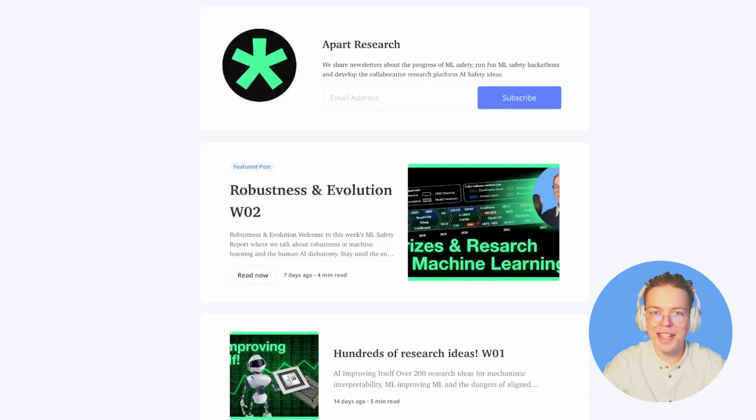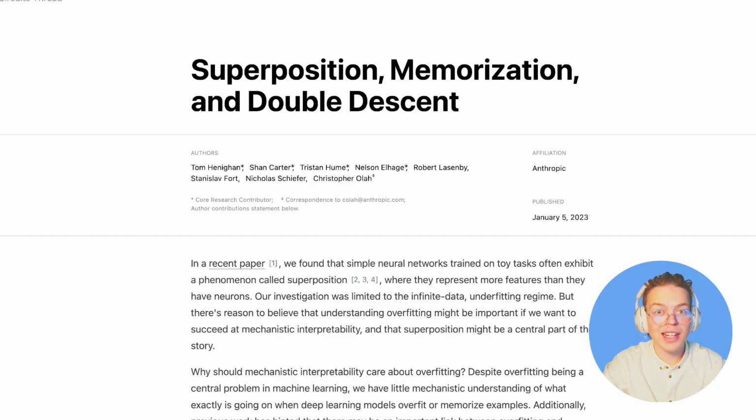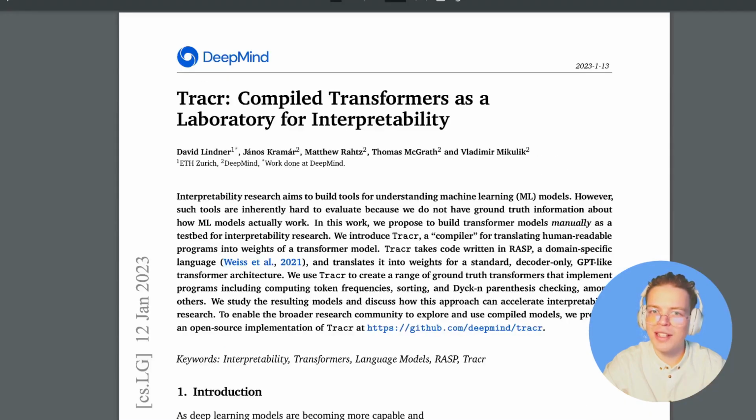Welcome to this week's ML and AI Safety Report. This week we're looking at overfitting, and we are also checking out a compiler for transformer architectures.